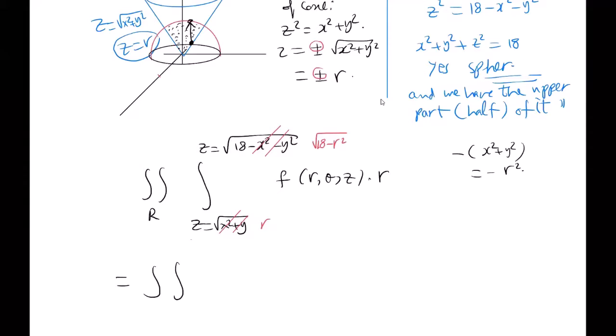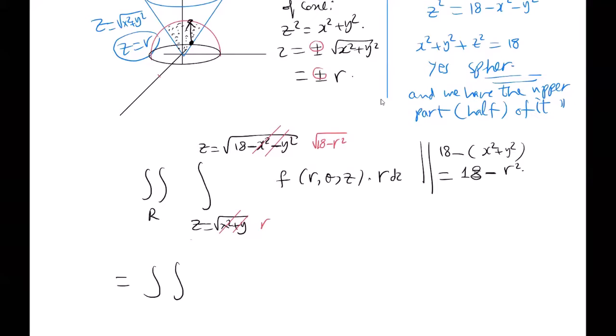So it will be 18 here, plus r squared? Yes, minus. Minus x squared minus y squared. So it's minus outside: 18 minus r squared. Okay, so this is r.